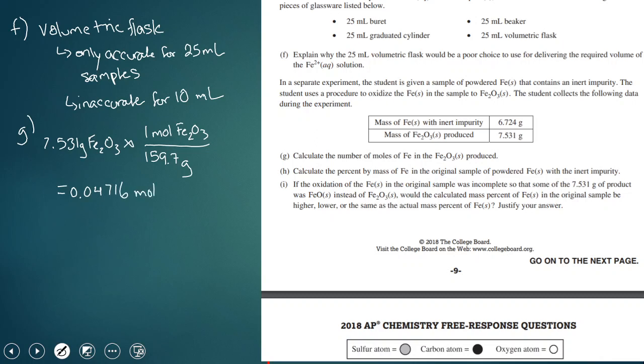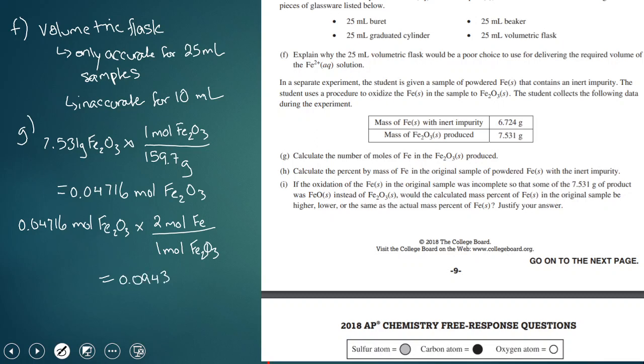Okay, so we have this number of moles. Now we say this is of Fe2O3, and now we say that we have 0.04716 moles of Fe2O3, but then we multiply by, we get 2 moles of iron for every mole of Fe2O3. And so, all in all, we multiply this by 2 and we get 0.09431. Okay. So that's our answer.